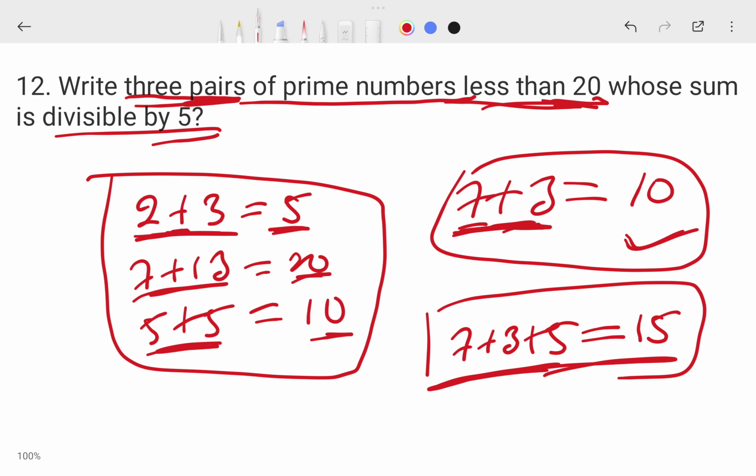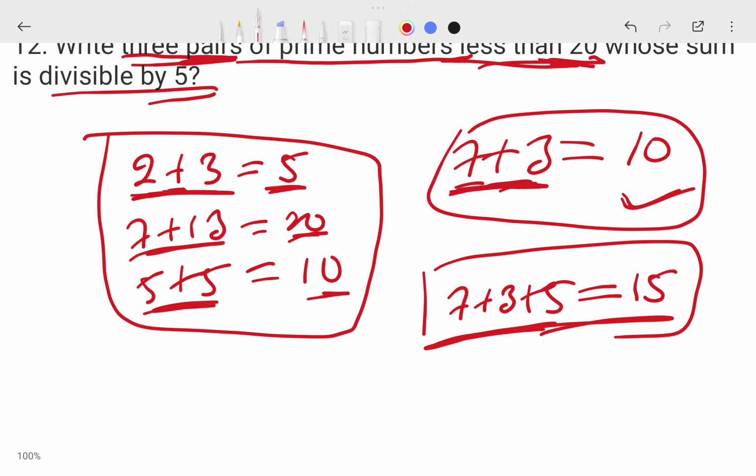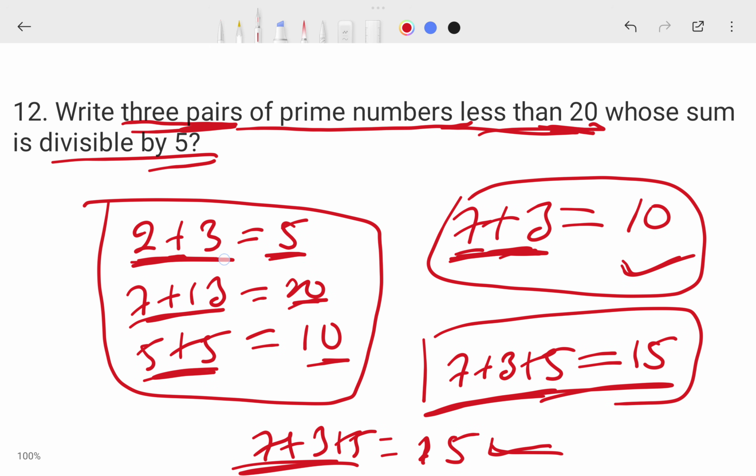Okay, we have to write the 3 pairs of the prime numbers. Simply you can write like that: 7 plus 3 plus 5. Okay, that's one. 7 plus 3 plus 5, if you add these 3 prime numbers, this is 15. It is also divisible by 5. Otherwise, if you simply want to write, write like this: 3 pairs, this is 1 pair, this is 2 pair, this is a 3 pair.